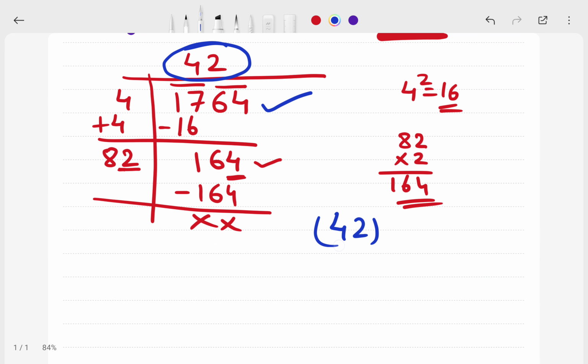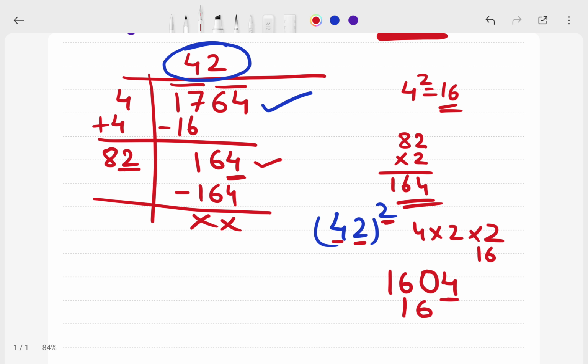To find the square of 42, first we square the digit 2 to get 4 and we write it as 04. And the square of 4 is 16. Now we will multiply 4 with 2 and again with 2. 4 times 2 is 8, 8 times 2 is 16. Now we will add 16 in 1604, leaving one digit from the right side. So after adding we will get 1764, exactly what we wanted.